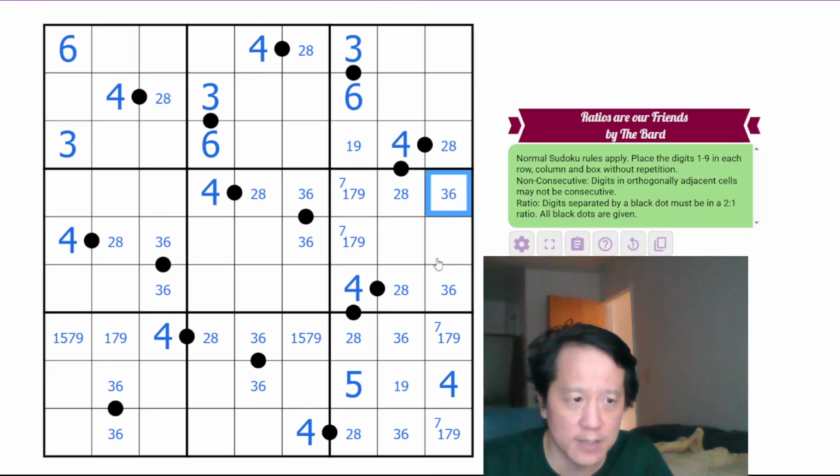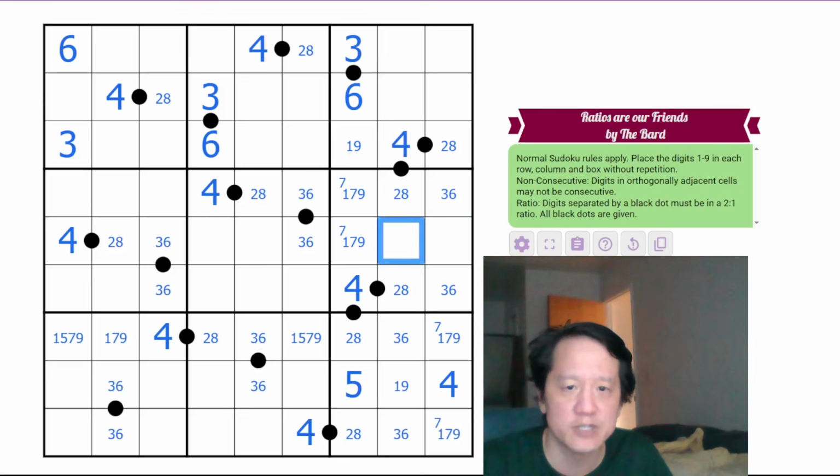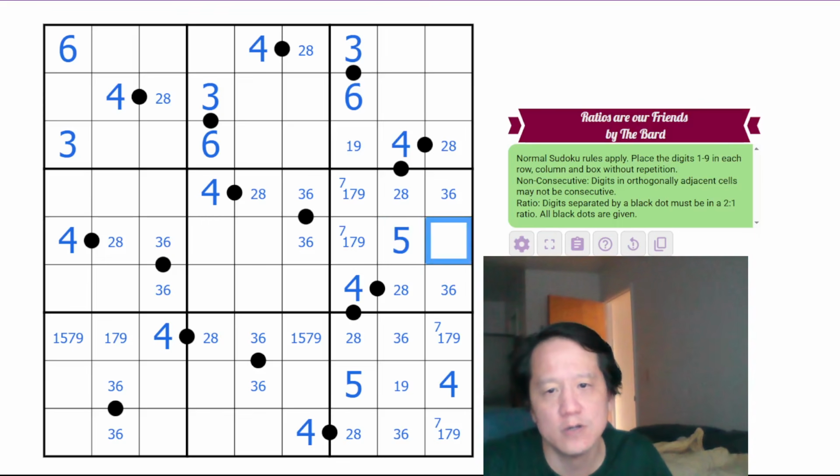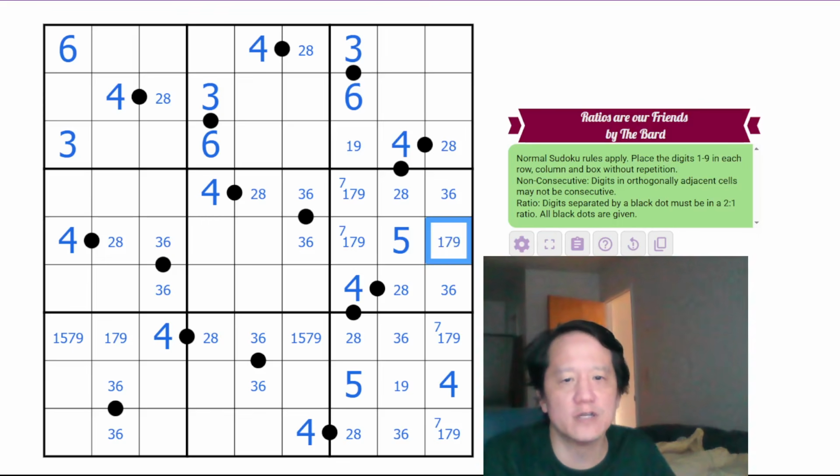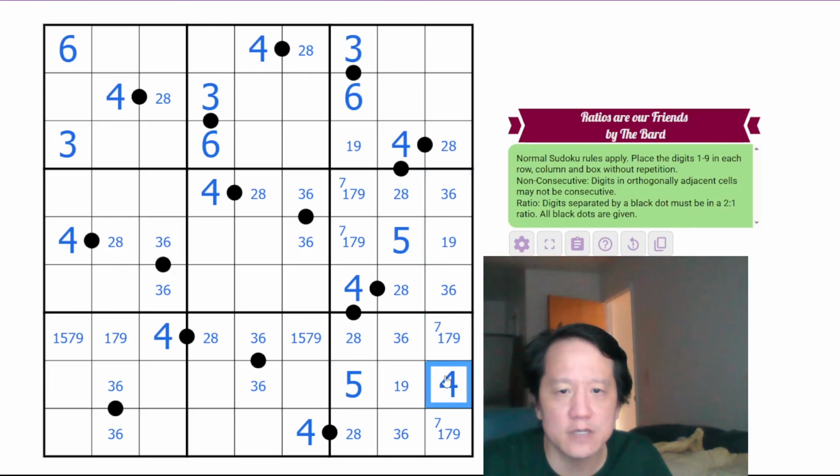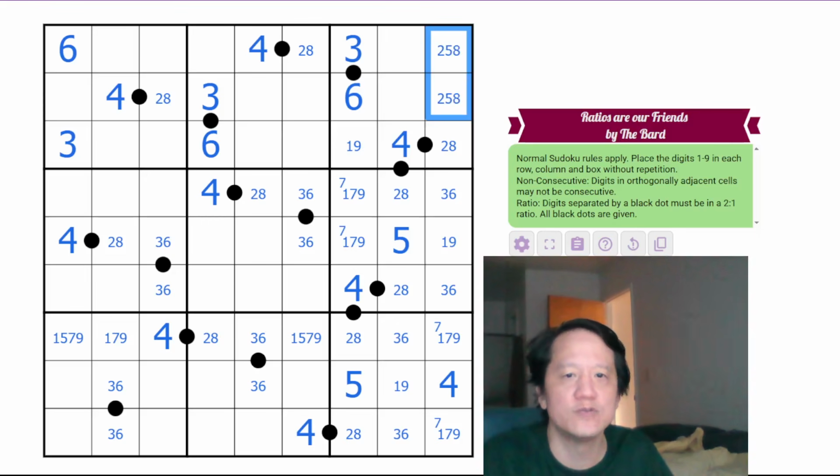5 again cannot be next to a 6, and it's guaranteed to be next to a 6 if it's here, so this must be 5 here. This has to be 1, 7, and 9. 7 again cannot be there. Remaining digits in column 9: we have a 1, 7, 9 triplet. We have a 3, 6 pair. So that leaves 2, 5, and 8 here.